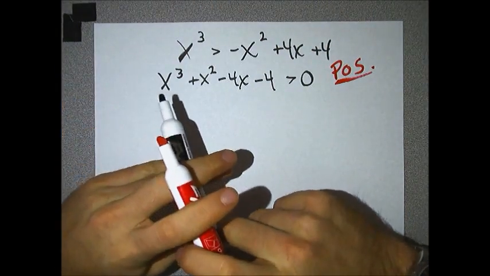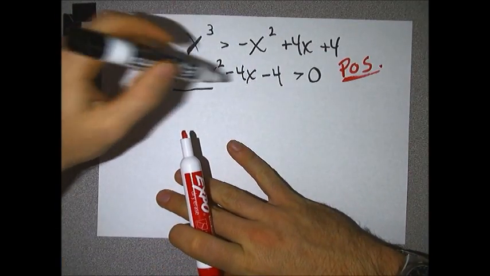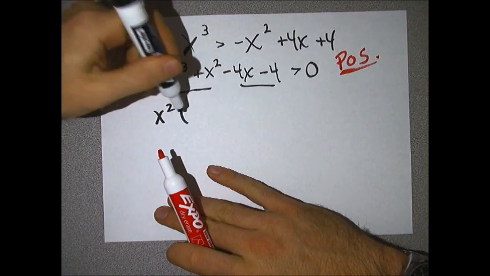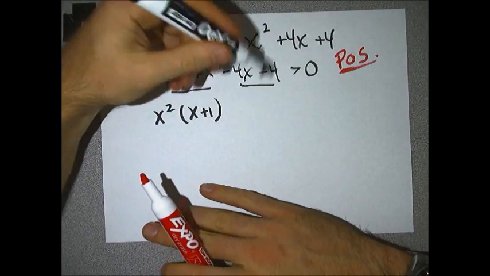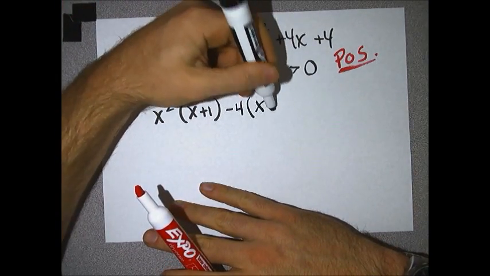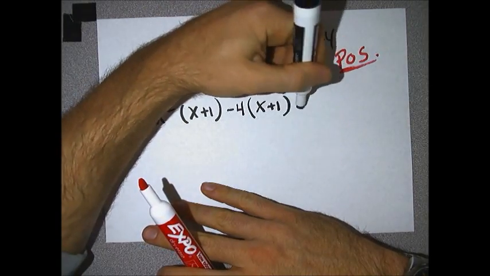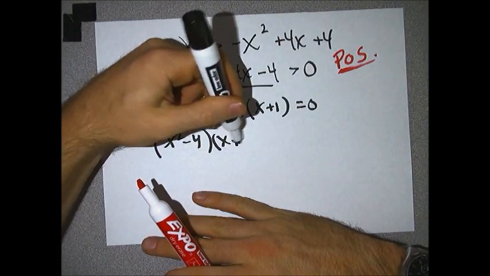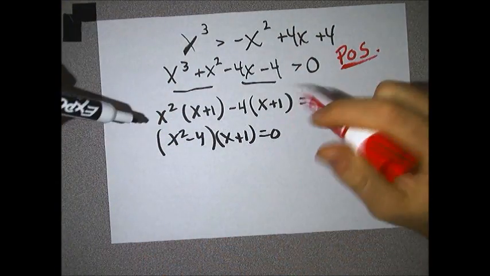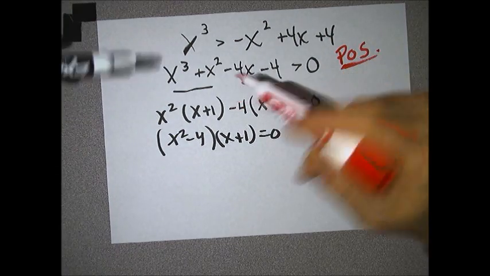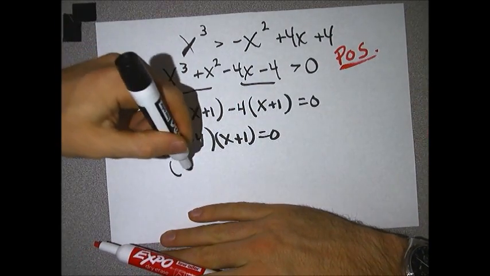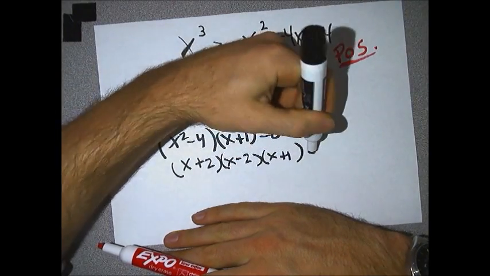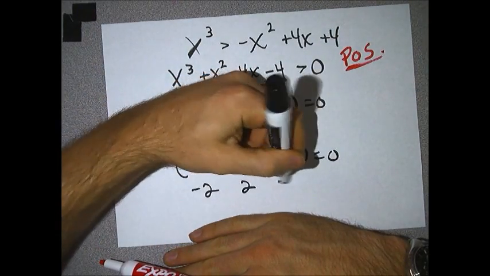I have 4 terms, so I can factor these by grouping. Underline the first and the second pair. From the first pair, I can pull out x squared, leaves me x plus 1. From the second pair, I can pull out a negative 4, leaves me an x plus 1. Set it equal to 0 now. So I have x squared minus 4 and x plus 1. I can refactor into x plus 2, x minus 2, x plus 1. So my zeros are negative 2, 2, and negative 1.